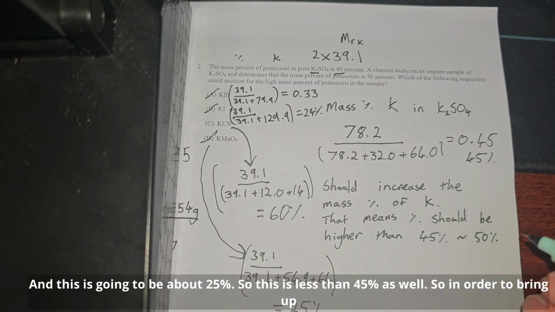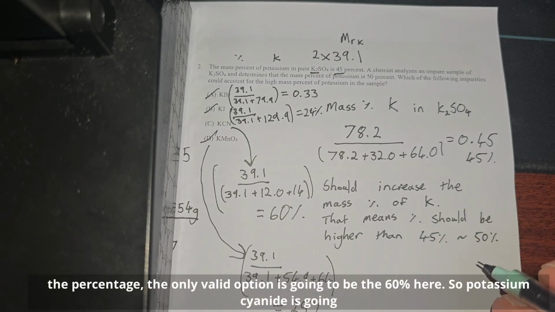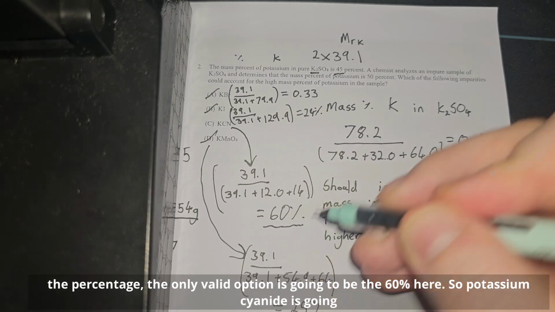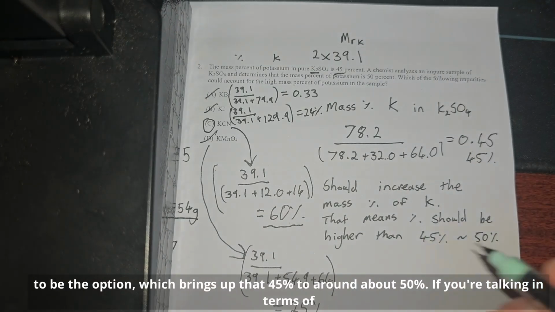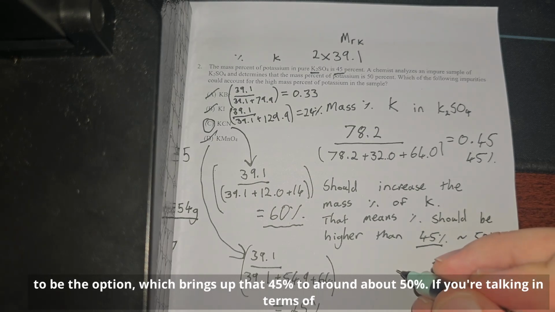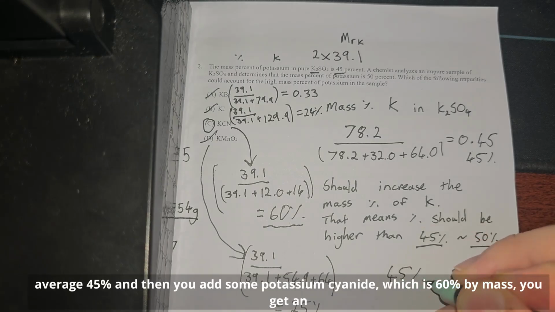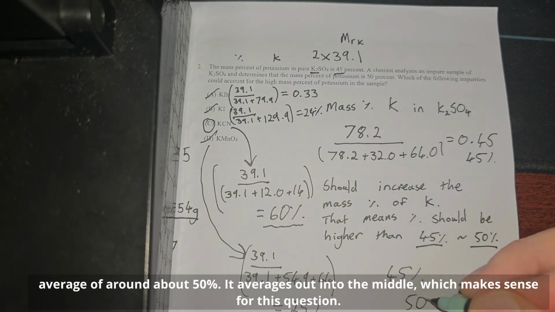So in order to bring up the percentage, the only valid option is going to be the 60% here. So potassium cyanide is going to be the option which brings up that 45% to around about 50%. If you're talking in terms of average, 45%, and then you add some potassium cyanide, which is 60% by mass, you get an average of around about 50%. It averages out into the middle, which makes sense for this question.